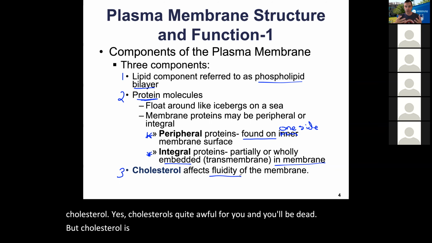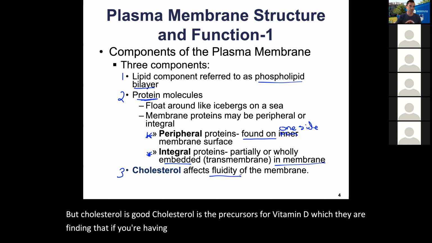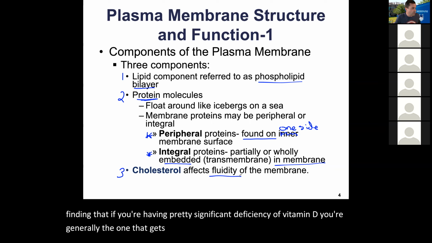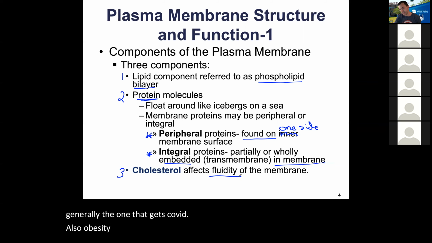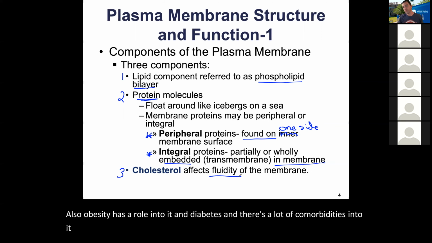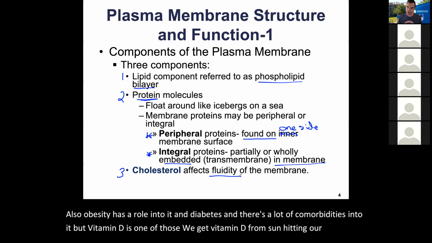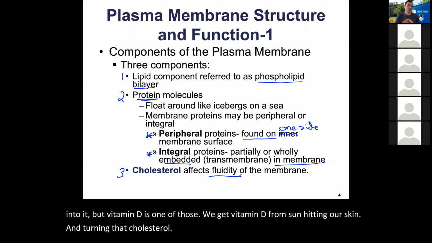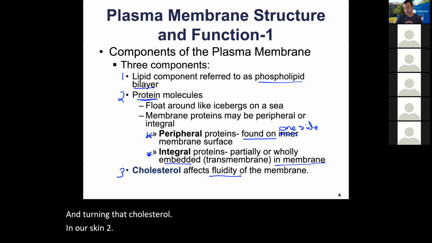Cholesterol is the precursor for vitamin D, and they're finding that if you have a pretty significant deficiency of vitamin D, you're generally the one that gets COVID. Also, obesity has a role in it, and diabetes, and there are a lot of comorbidities, but vitamin D is one of those. We get vitamin D from sun hitting our skin and turning the cholesterol in our skin to vitamin D3. You also consume vitamin D as well. But cholesterol is a precursor for that.